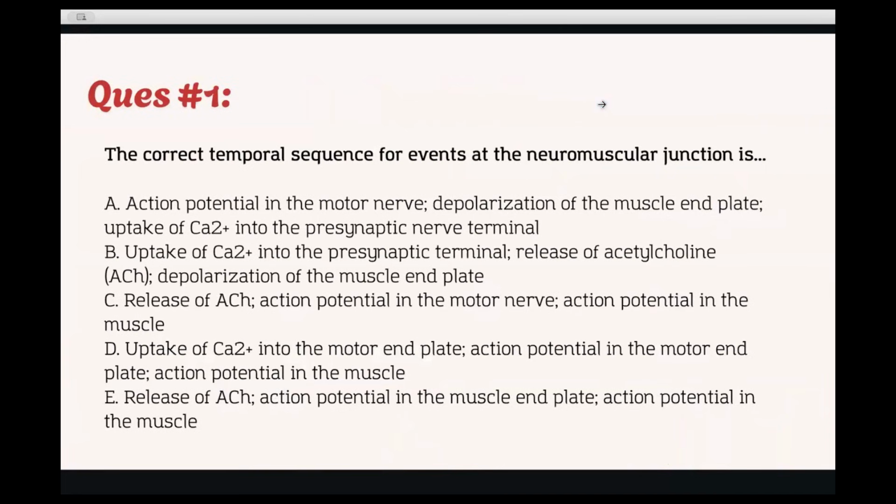So the correct temporal sequence for events at the neuromuscular junction is, you can pause the video over here. Okay, so it's at the neuromuscular junction. We have uptake of calcium into the presynaptic terminal. We have release of acetylcholine and then depolarization of the muscle end plate for muscle movement to occur.